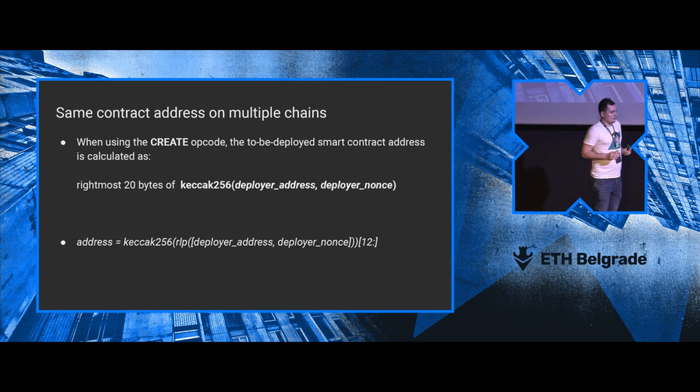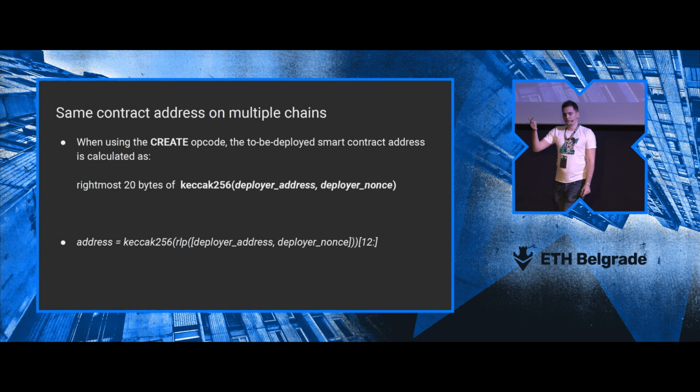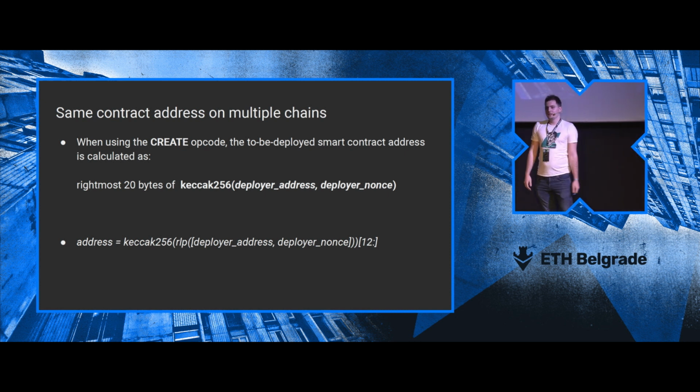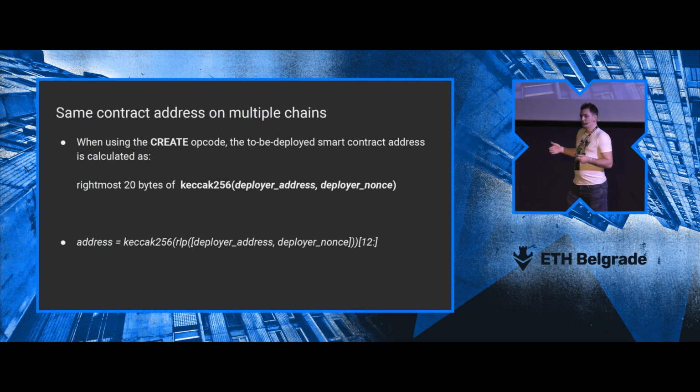So what you can do is tweak the nonce parameter. Do we know what a nonce is? Yeah? Okay, cool. Nonce stands for number used once, to prevent replay attacks, etc. So, does anyone have an idea now how we can have the same address on multiple chains using the regular deployment way, with the CREATE opcode?